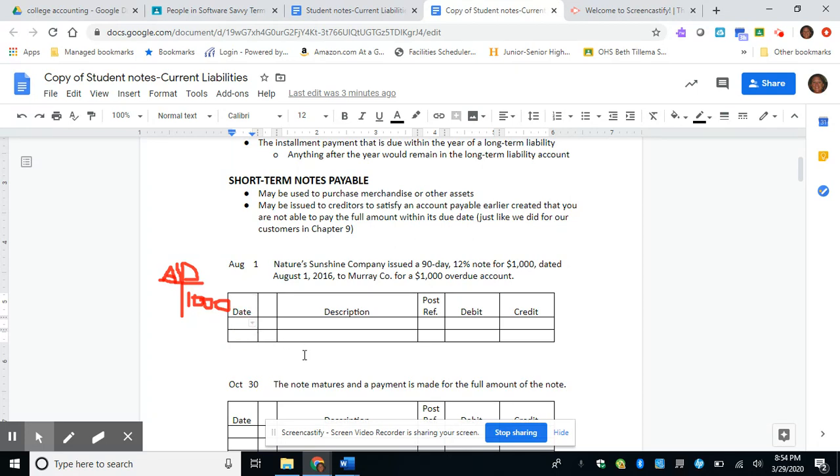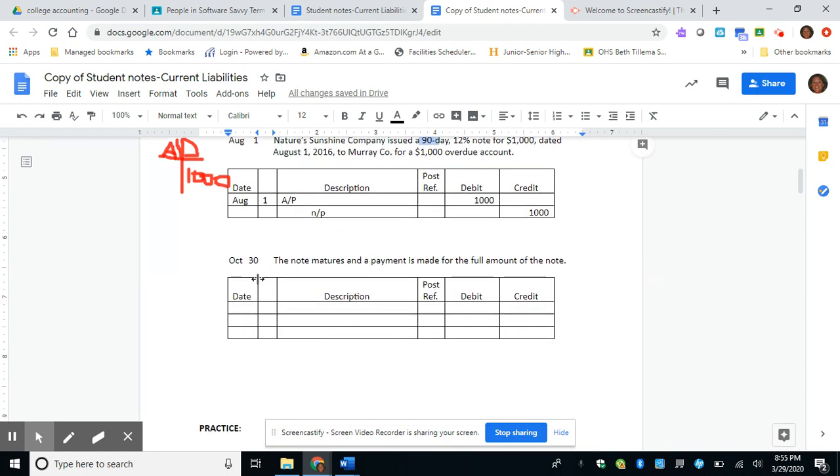So on August 1st, we are going to cancel this accounts payable out with $1,000, and we are going to put it into a notes payable. Now, the advantage of the company giving us this loan is they are now going to be collecting interest, 12% interest per year. But since this is only a 90-day note, it's only a quarter of a year. So once the note comes due, we've got two choices. We can either pay it or we can dishonor it. In this instance, we are going to pay it.